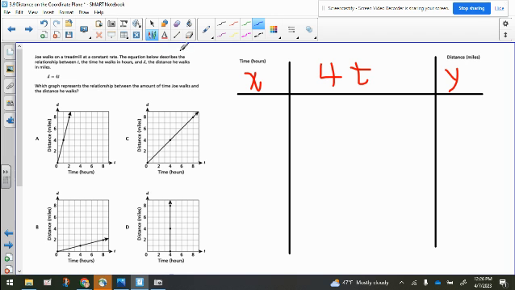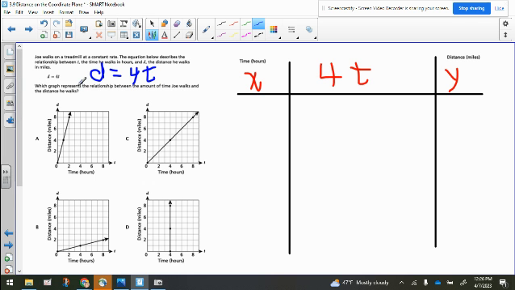Joe walks on a treadmill at a constant rate. The equation below describes the relationship between t, the time he walks in hours, and d, the distance he walks in miles. It's a little small, so I'm just going to rewrite the equation because you can't even see it. It says d equals 4 times t.